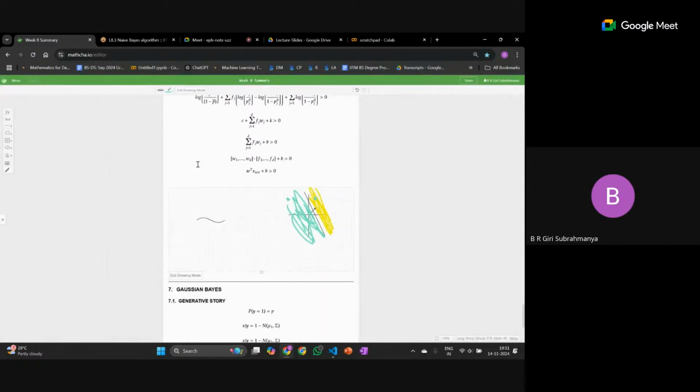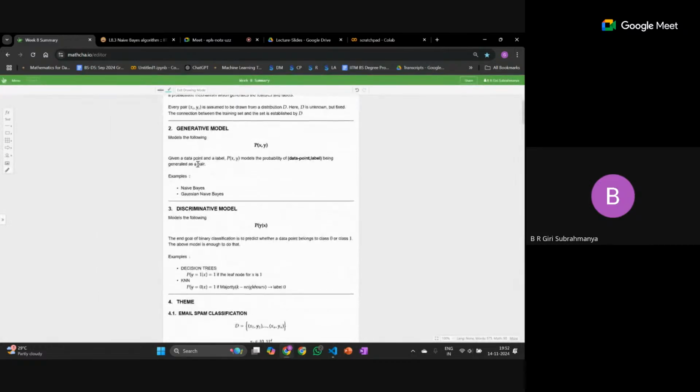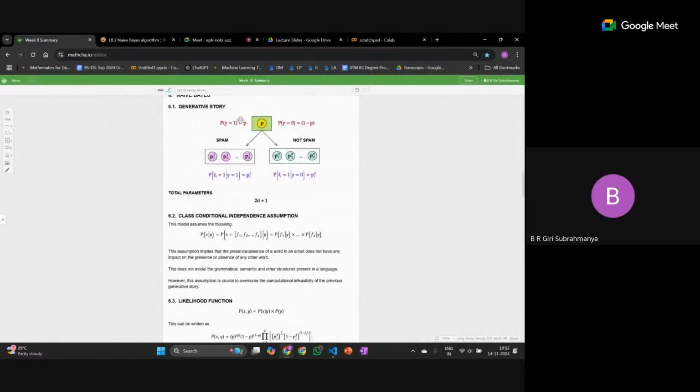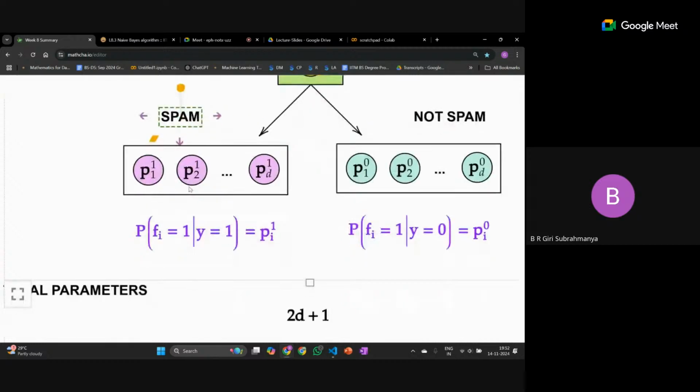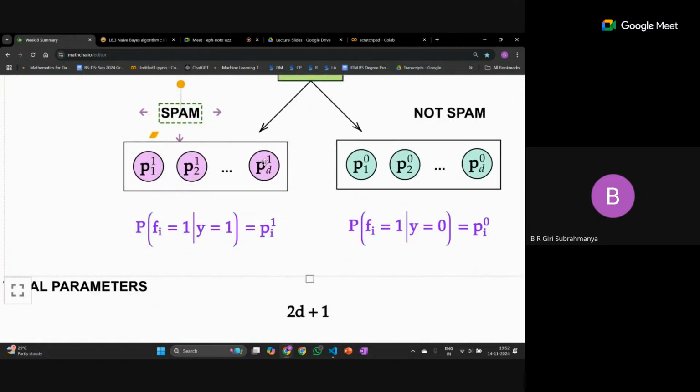So this is the takeaway. You have to summarize everything. For naive Bayes, the model is like this. You will flip a coin. The prediction is head or tail, spam or not spam. If it's spam, for every feature you will flip one coin, and based on that you will generate the email. Similarly for not spam.